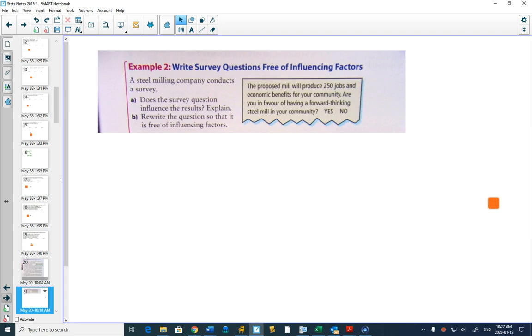Can you see that this one is super biased right now? What answer do you think most people would say if they got this question? They're going to pick yes, because they're like, oh, this is economic benefits, it's got jobs. Are we in favor of a forward-thinking steel mill in the community, right? How do you take all of that out of that question? How could you ask the same question without all of those influencing factors?